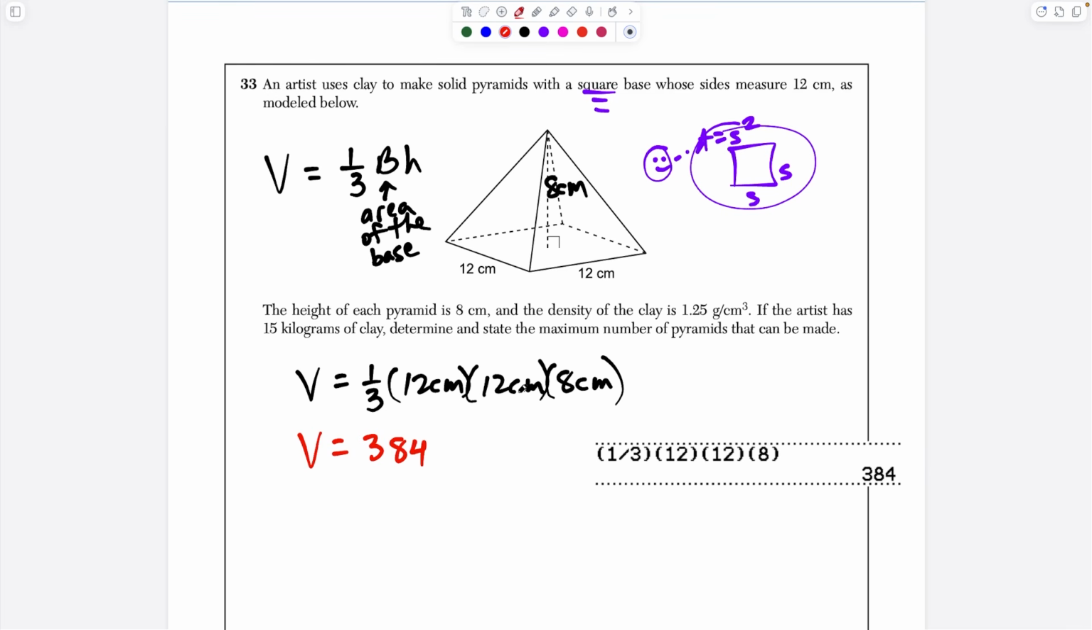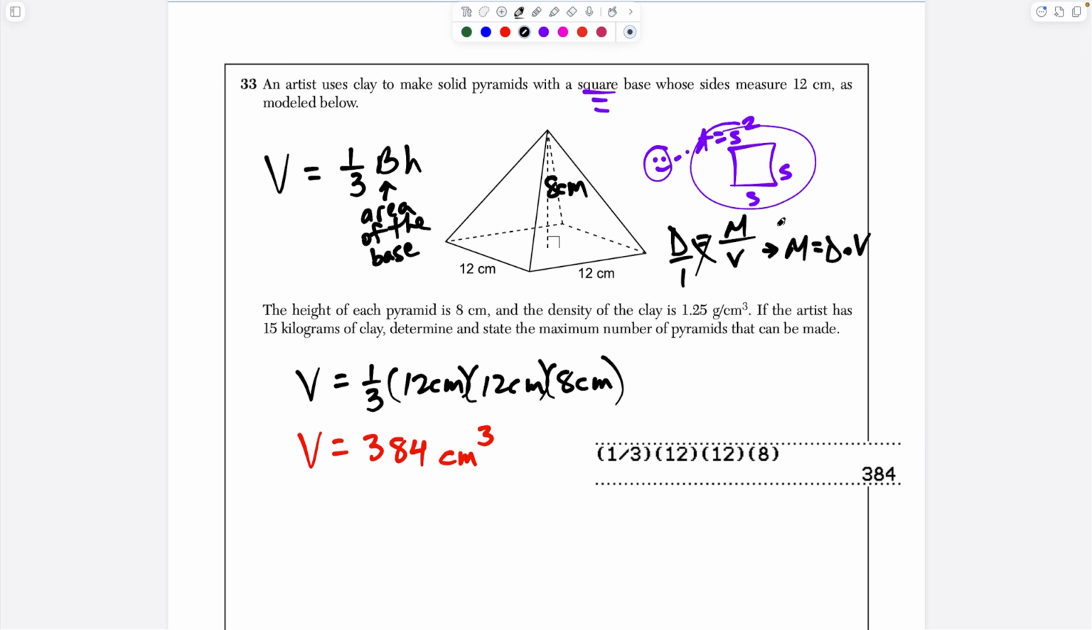I'm doing centimeters times centimeters times centimeters, which is centimeters to the 3rd power. Now, once again, you do not have to write units to get full credit for a question like this, but I like to write the units here so we can see how everything interacts. So now, the next thing we know is the density of the clay is 1.25 grams per cubic centimeter. And remember from before, density is equal to mass over volume. So if I cross multiply, I could say the mass is equal to density times volume.